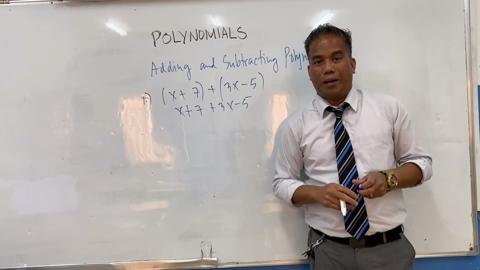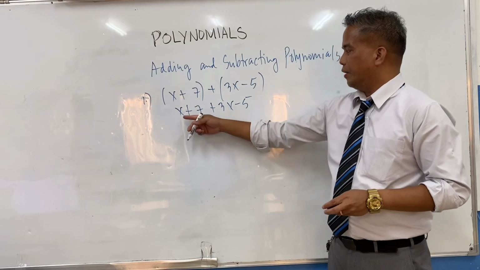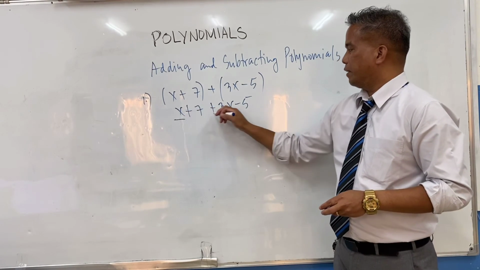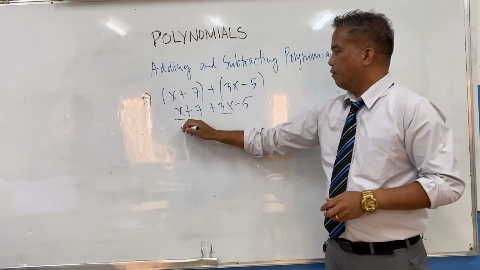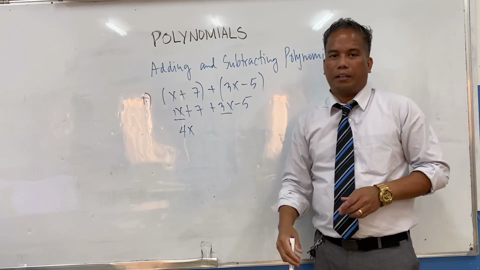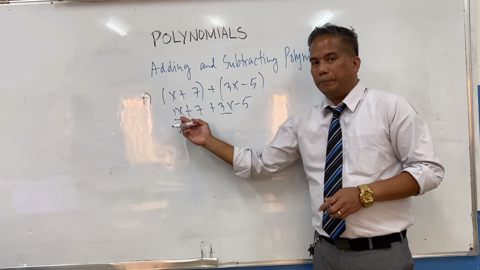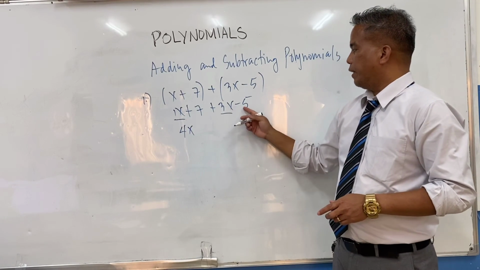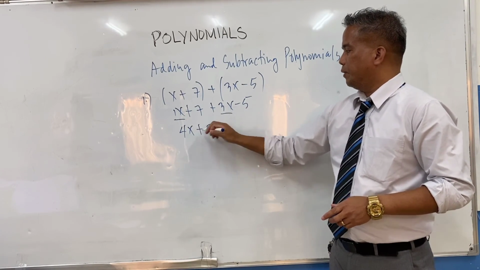Then combine similar terms. So x plus 3x, we can combine these two. It will become now 4x. Why 4x? Because understood there's a numerical coefficient of 1 here. Then 7 minus 5 is equal to positive 2. So this is the answer.